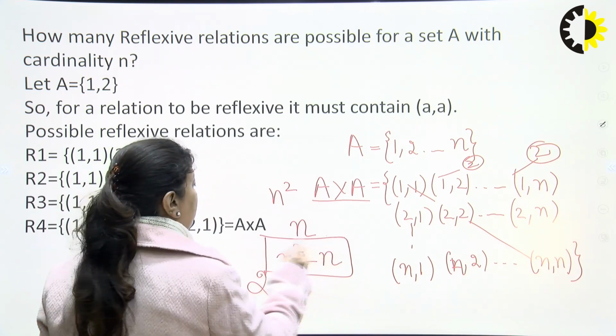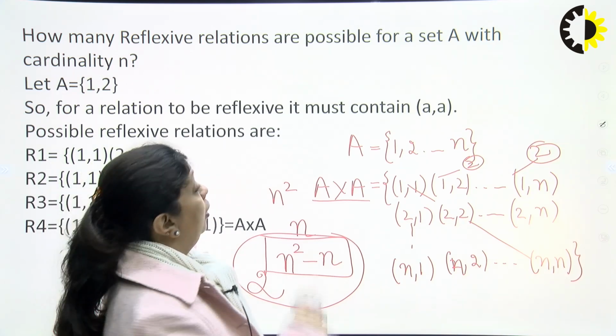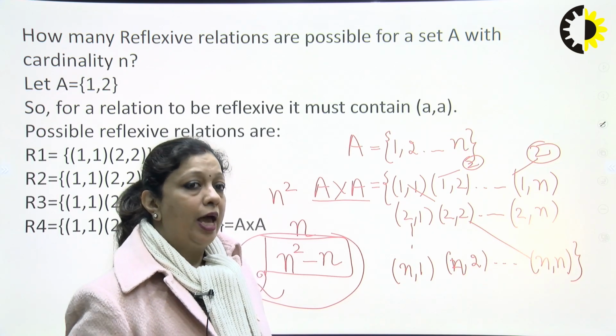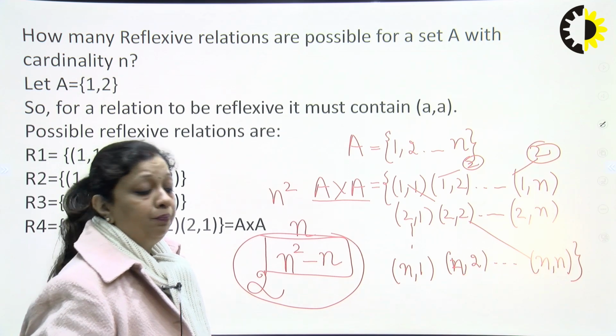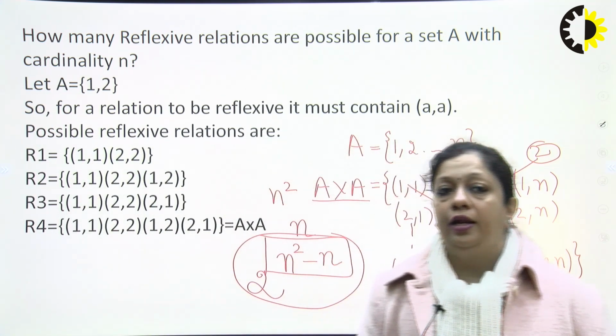So, this will be my total number of reflexive relations which will be possible for my set A, which will contain n elements. This way I can have a generalized formula to say how many reflexive relations will be possible for a set containing n elements.